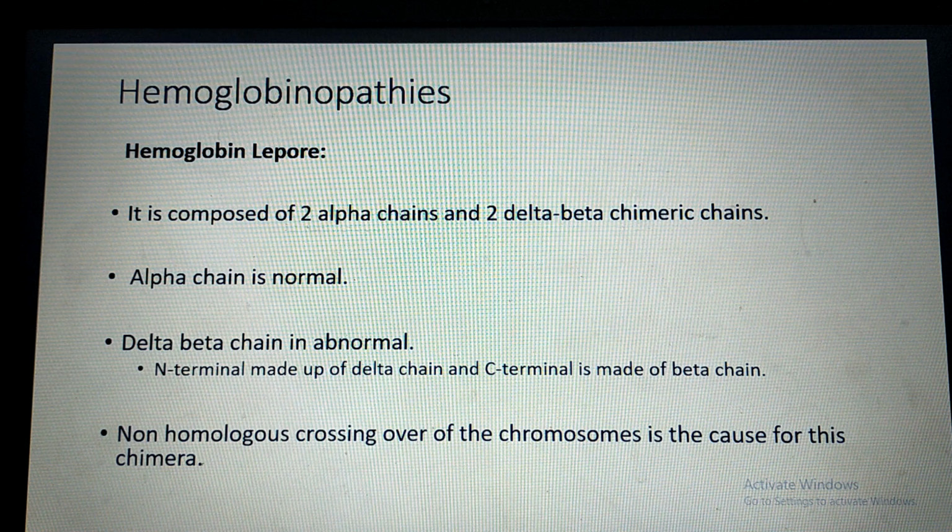Such hemoglobin is called hemoglobin Lepore, and this occurs due to non-homologous crossing over of chromosomes in the cell.